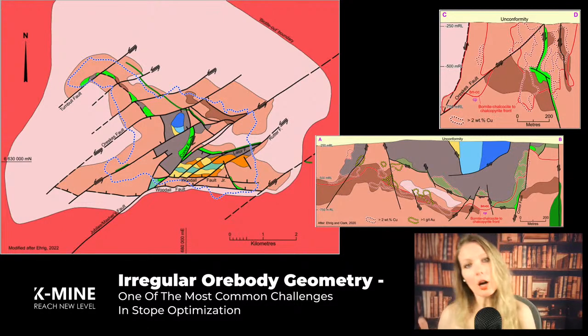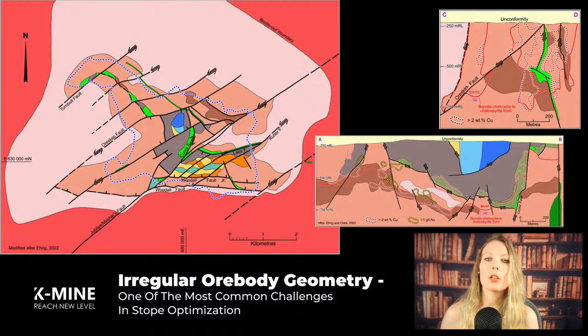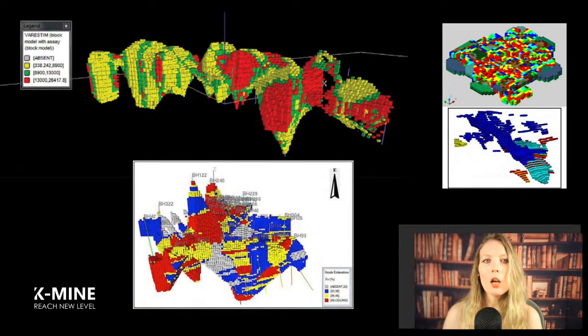Instead of designing large, continuous stopes that include unnecessary waste, software-based optimization identifies the most valuable zones while minimizing dilution. This targeted approach is especially useful in vein deposits and narrow ore shoots where precision is essential for maintaining economic viability.